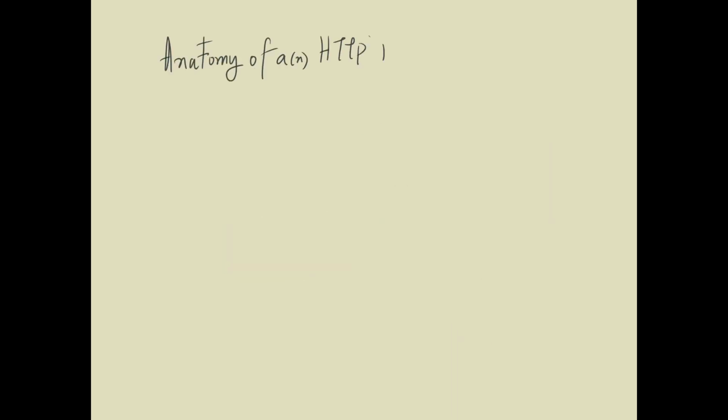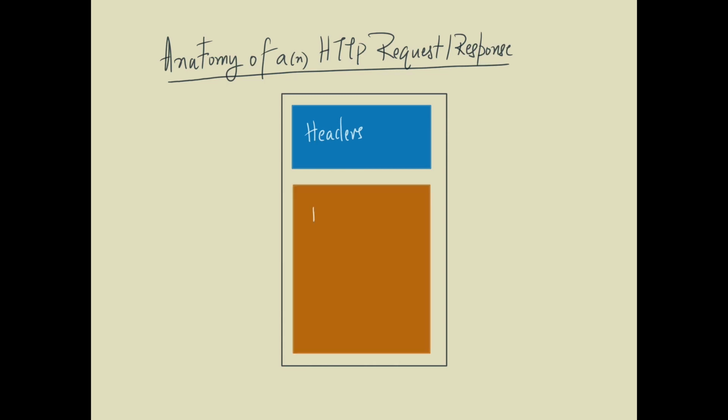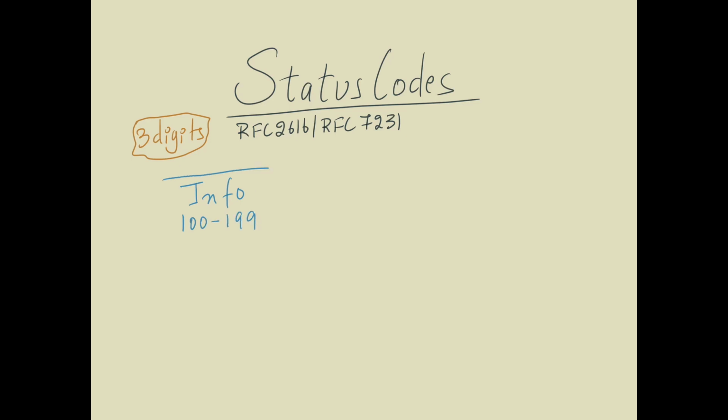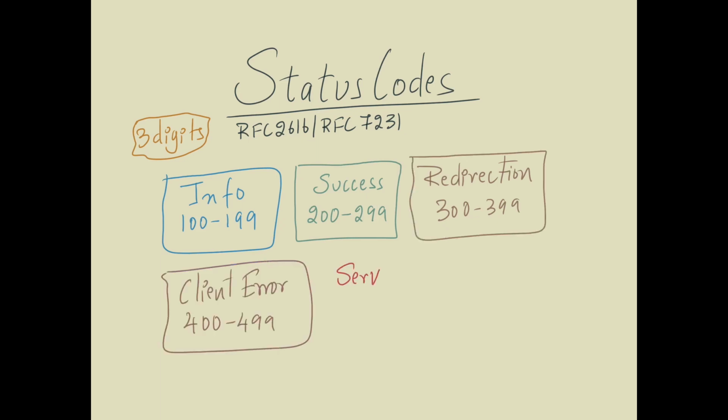An HTTP request or response consists of two parts. Headers contain metadata about the actual data used by the user, and the body consists of the user data. HTTP status codes are used to signal the status of HTTP requests. They are 3 digits and defined in RFCs, and they are split into 5 categories: informational, success, redirection, client errors, and finally server-side errors.